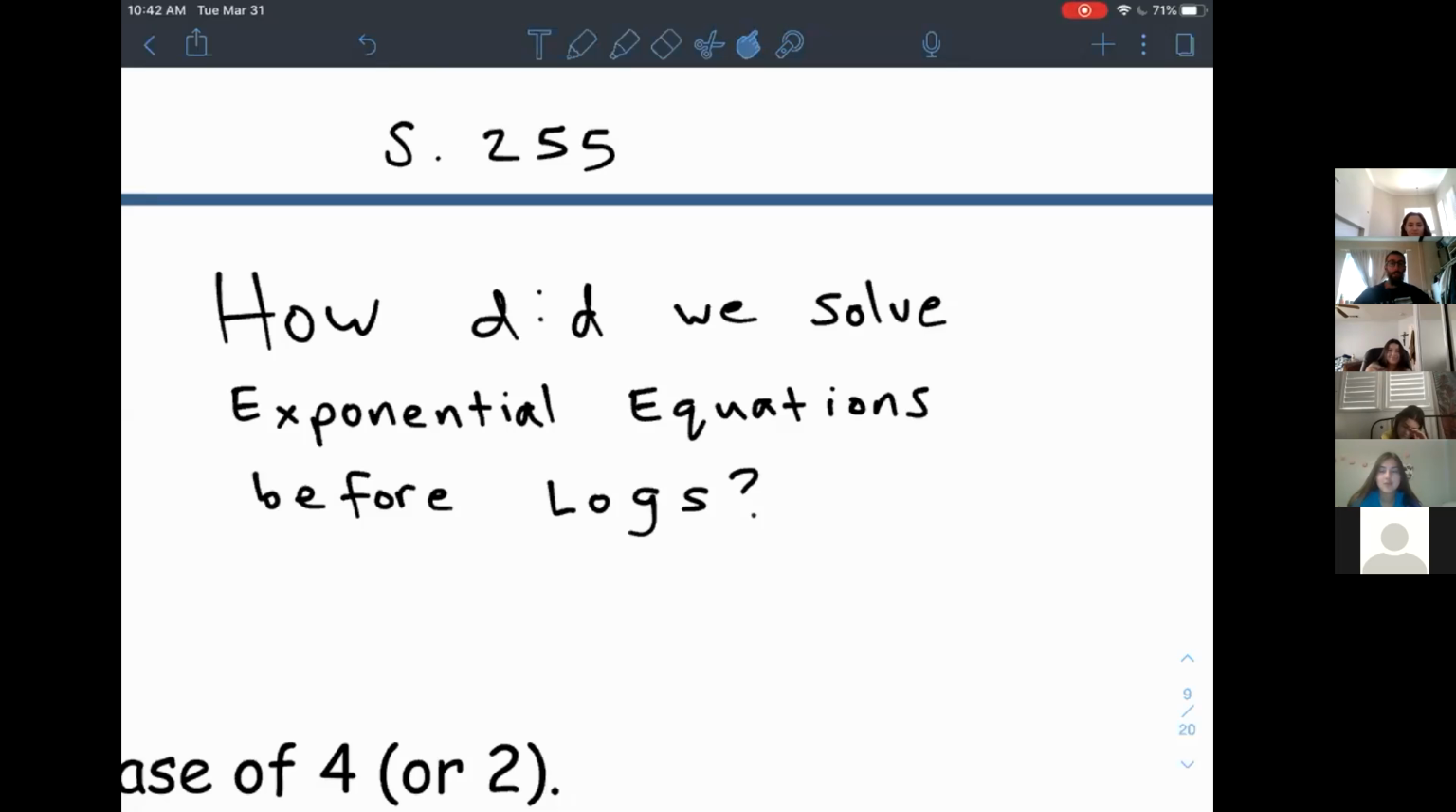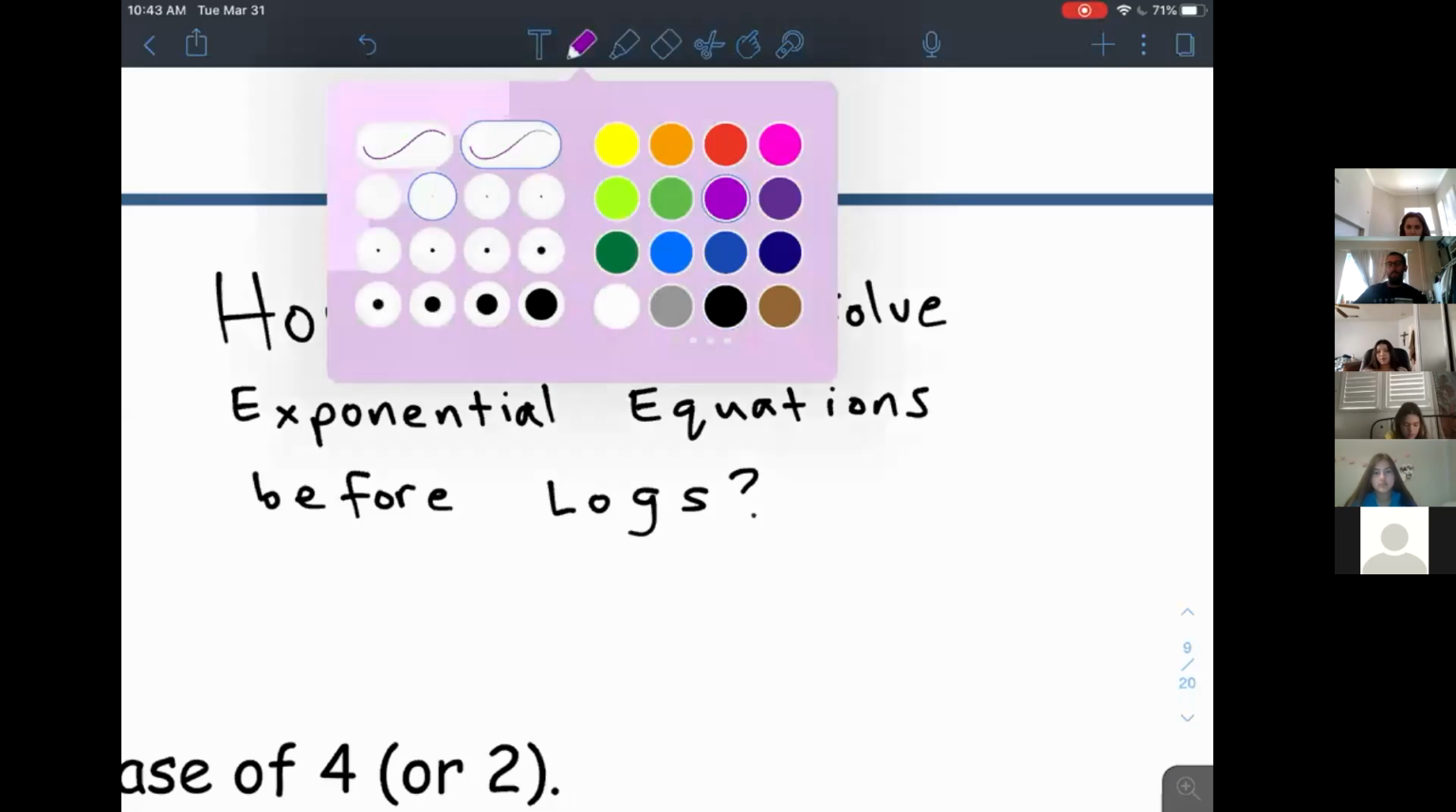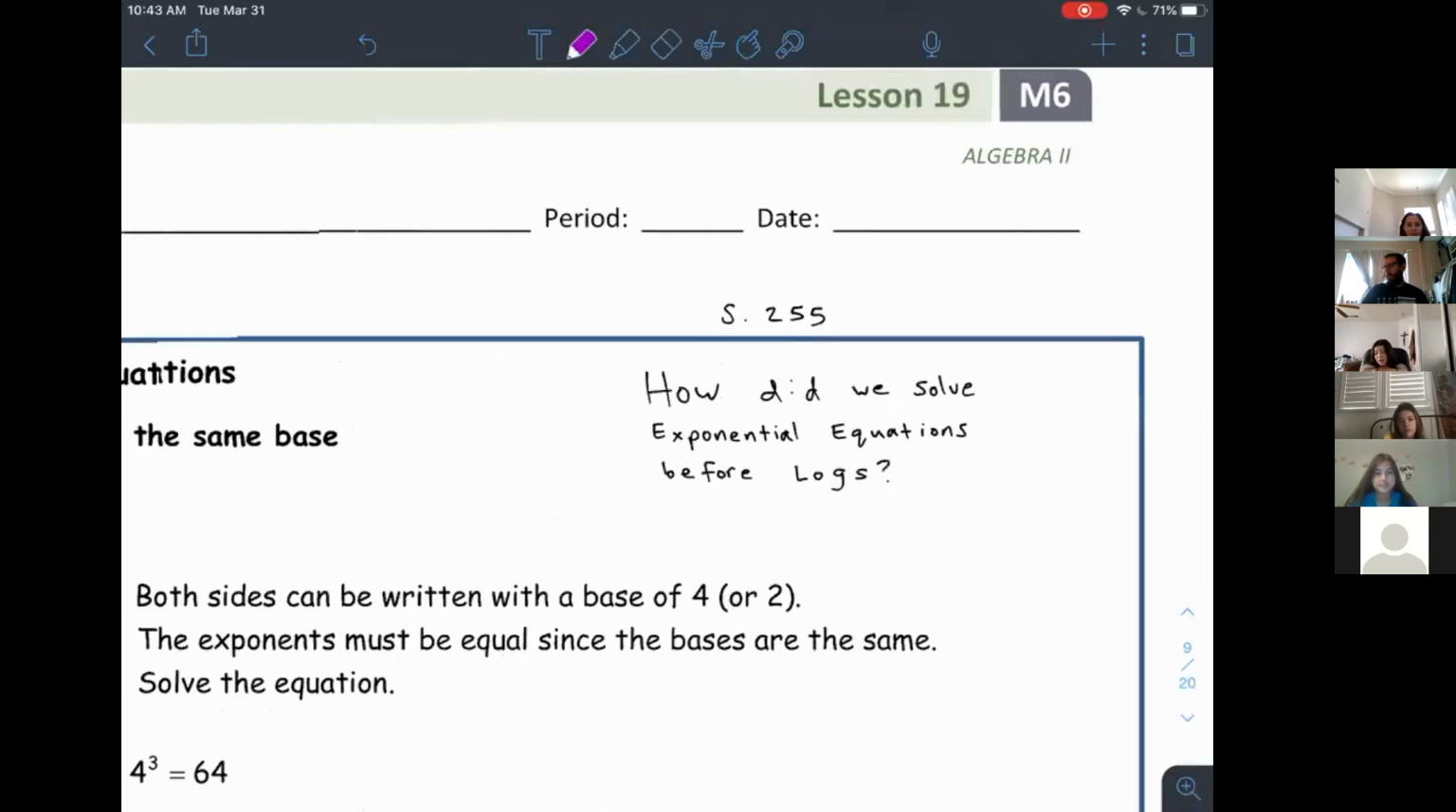Anyone in Algebra 2 Trig remember how we solve exponential equations? All right, I'll give you a hint. What we did is we set the bases to be the same.